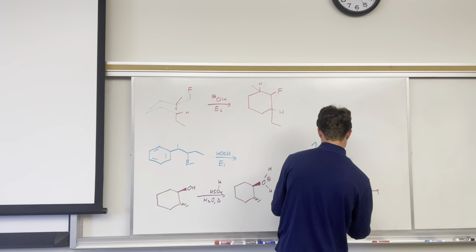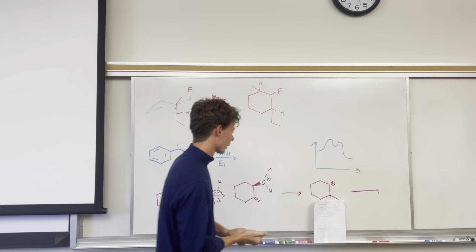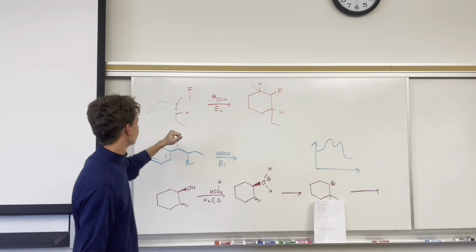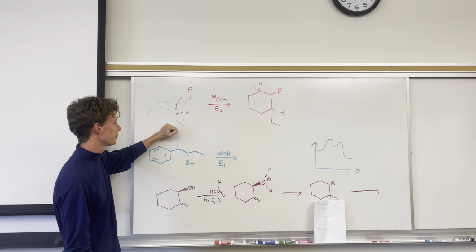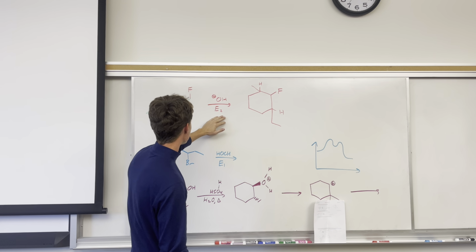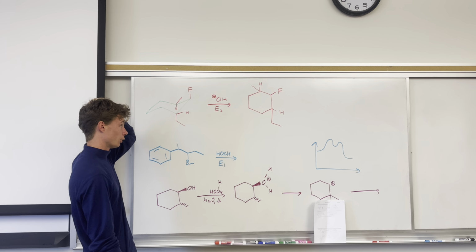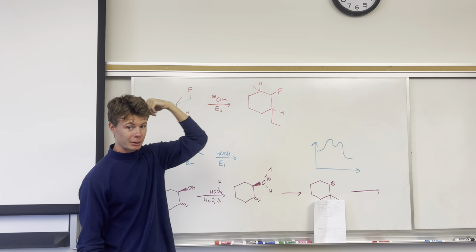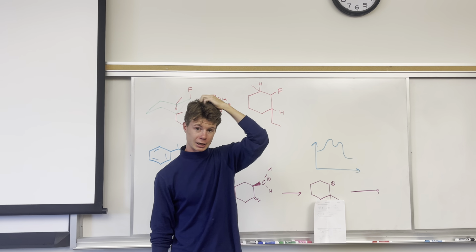All right. Chair structures. This was great. She brought this back, right? Okay. First off, I see I have an E2 reaction, so I'm going to end up making a double bond somewhere, and I need to worry about beta hydrogens.